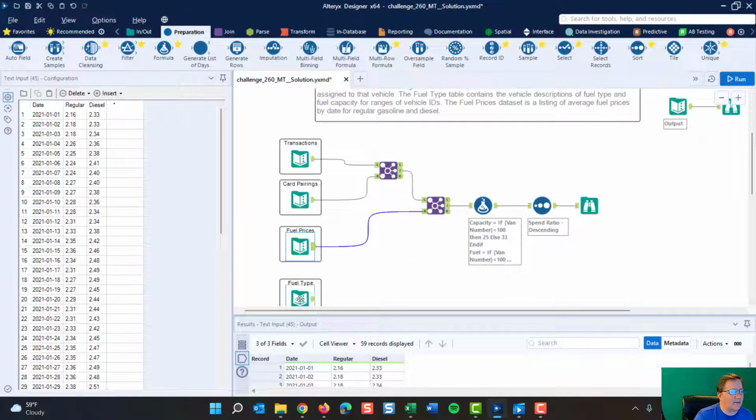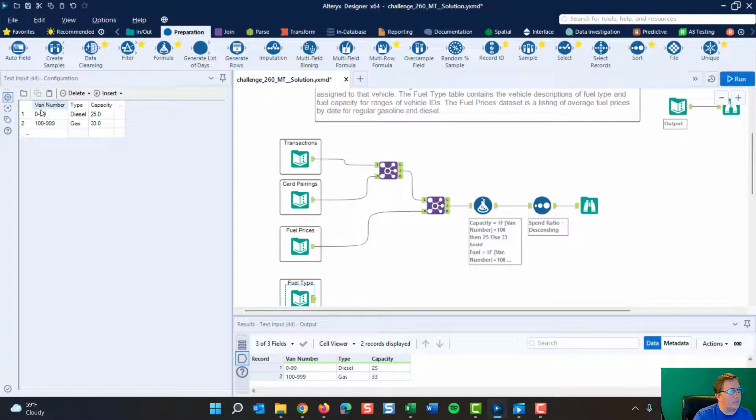And mind you, there's actually this other piece of information as well that says van number 0 through 99 is diesel and a 25-gallon capacity. If it's 100 through 999, it's gas and a 33-gallon capacity. And you'll see that I don't have any connections here, and we'll talk about that when we get there.